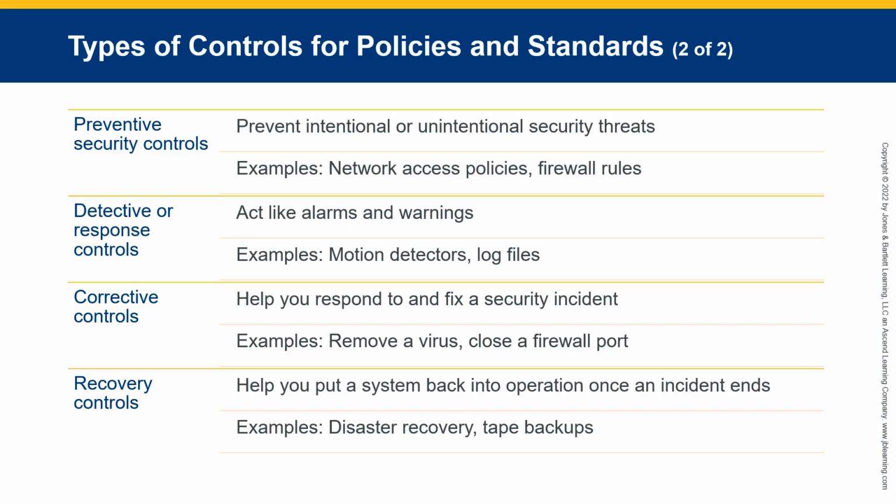Corrective controls help you respond to fix a security incident. Corrective controls are also used to limit or stop further damage. Some examples include cleaning a virus off of a system, closing a firewall port, and blocking an internet protocol address, IP address. Recovery controls help you put a system back into operation once an incident ends. Disaster recovery and tape backups fit into this category.